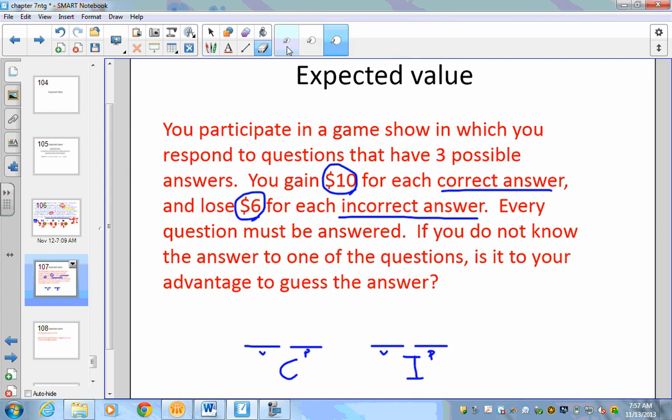All right, so moving on. If I was going to go back into my problem here, it says that I would gain $10 for each correct answer. So that's going to be a $10. But I lose $6 for each incorrect answer. So I cannot write just 6, because if I just write a positive 6, it tells me I'm actually gaining 6 for each incorrect. So to represent losing, I have to do negative 6.